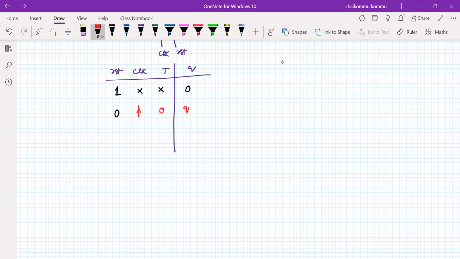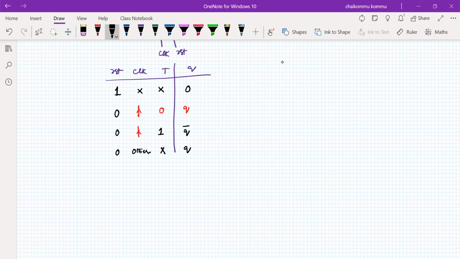For example, if the reset is equal to 0, and this one is the positive edge, and T is 1, the output will be Q bar. The output will be the complement of the previous value. In all other cases, whatever the T is, the output value is equal to the previous value only. So this is the basic logic behind the T flip-flop.